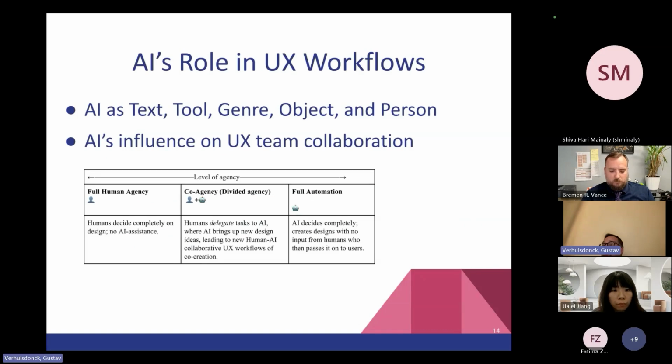And so we also looked, like I said earlier, at how students described AI as a text, a tool, maybe a genre, an object, or a person. So we want to see how, instead of treating these as binary opposites, students were using co-agency with generative AI in Figma using these different tools. So we saw definitely that had a big influence on team collaboration.